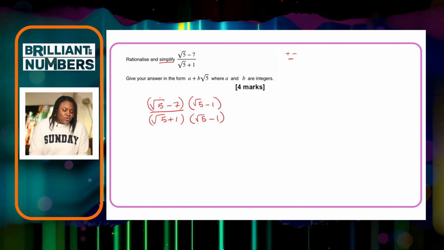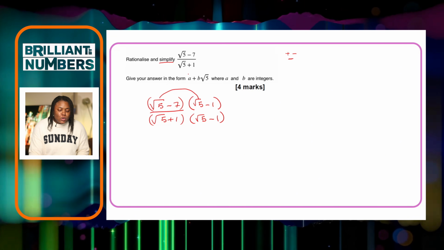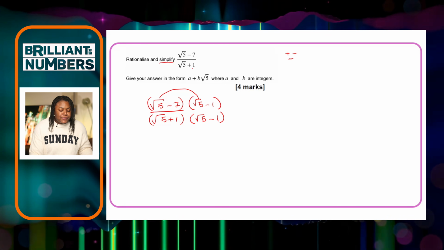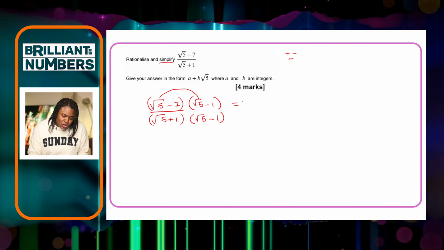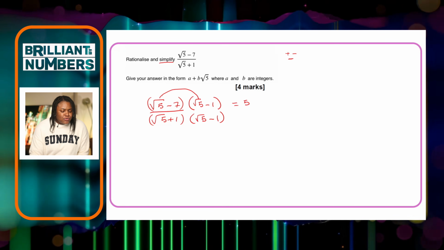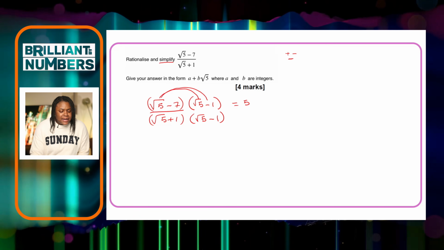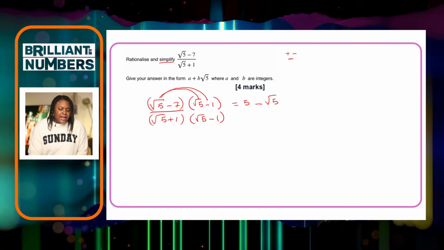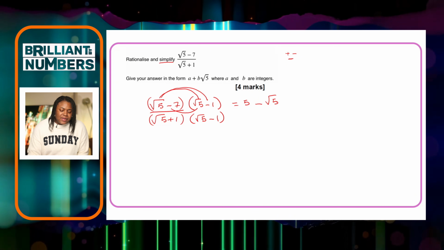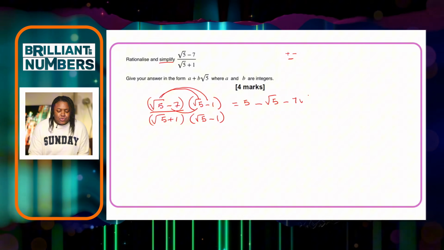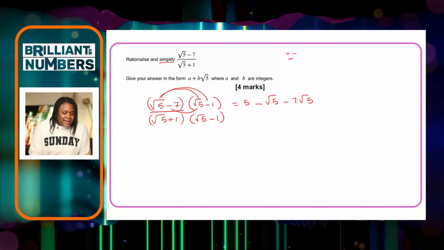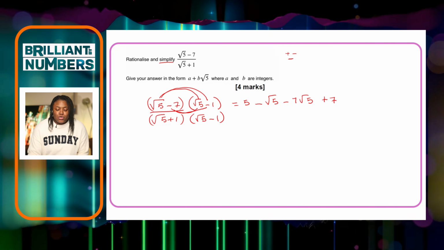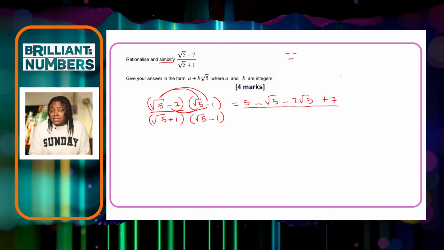So I've got root 5 times root 5. Remember, when I multiply two identical roots, I'm only going to have the number. So root 5 times root 5 is just 5. Then root 5 times minus 1 is minus root 5. Then minus 7 times root 5 is minus 7 root 5. And then minus 7 times minus 1 is positive 7. So you notice how I say it out. Make sure you say it out to yourself as well.